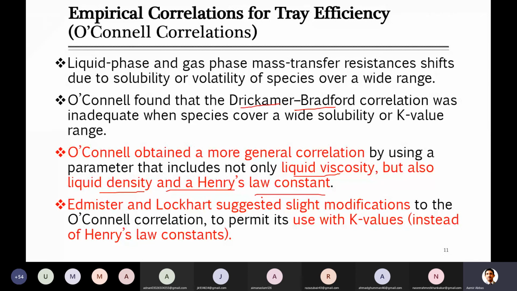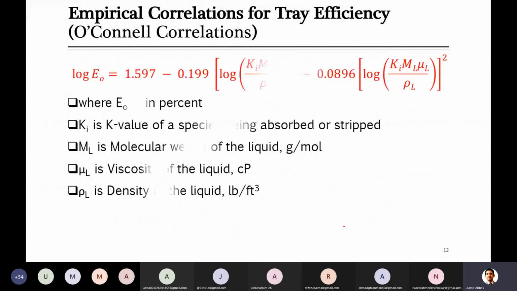But some more people worked on that equation, and Drickamer and Bradford's successors, Lockhart and Admister, suggested a slight modification to the equation predicted by O'Connell: replace the Henry's law constant with the K value. If that is replaced with the K value, then we get the equation mentioned here, where the log of overall efficiency is equal to some constant parameters.